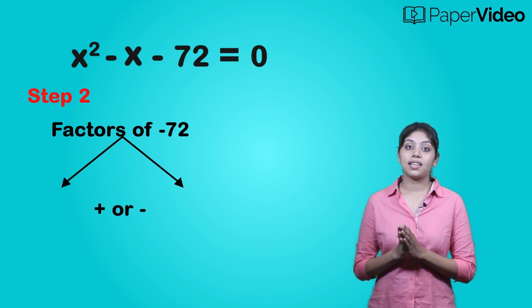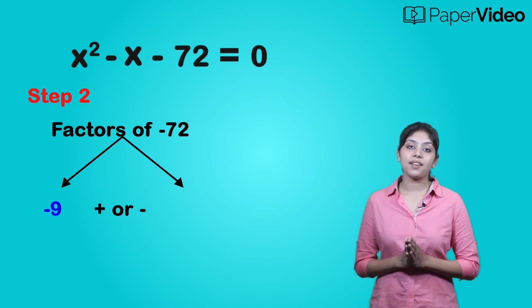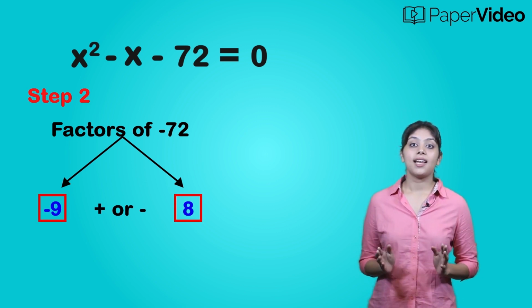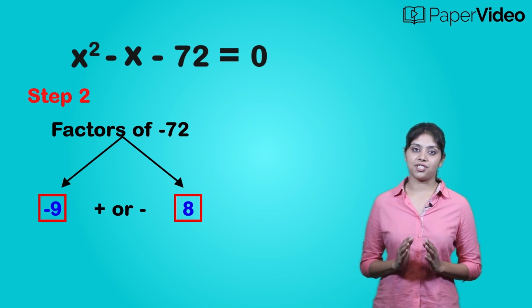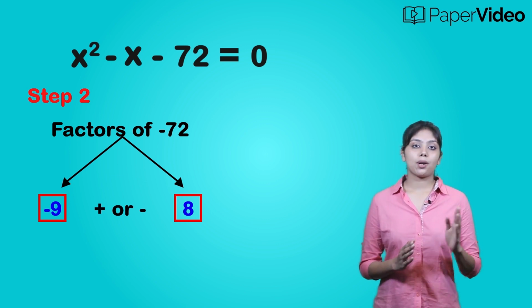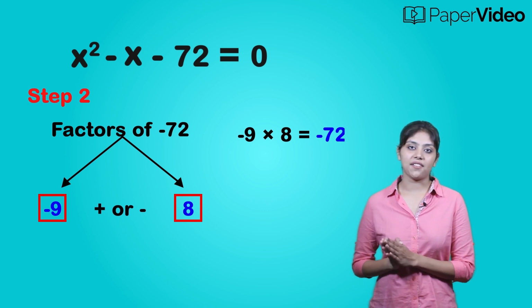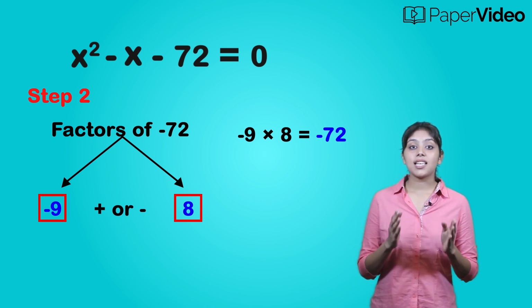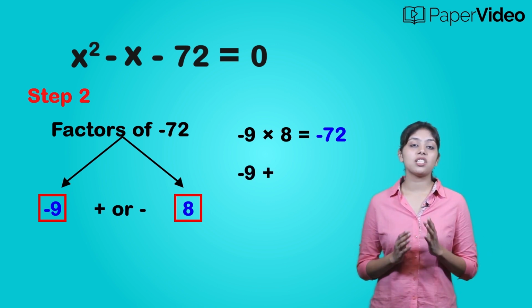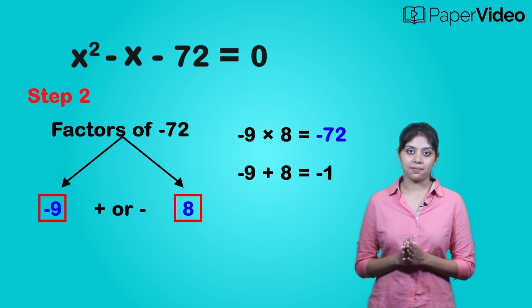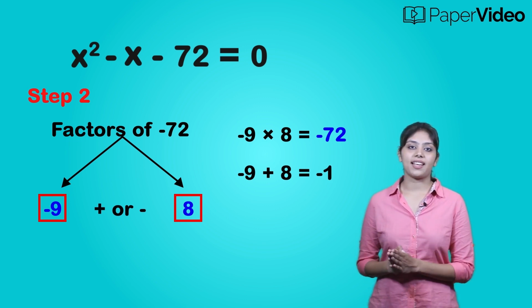We can see that negative 9 and positive 8 are two such factors that satisfy both the conditions. That is, the product of negative 9 and positive 8 is negative 72, and the sum of negative 9 and positive 8 is negative 1, which is the coefficient of x.